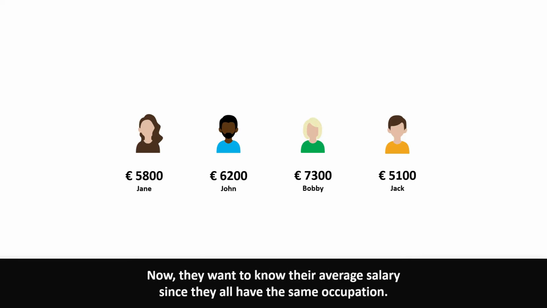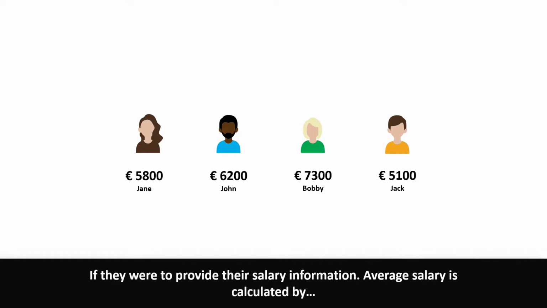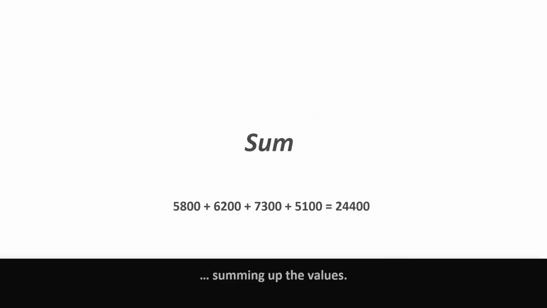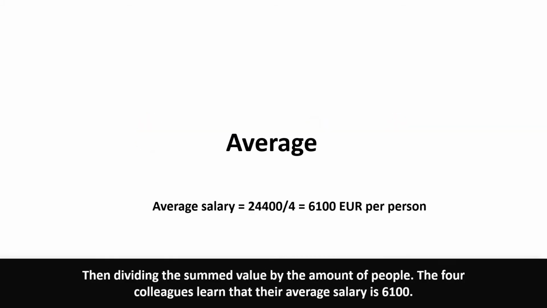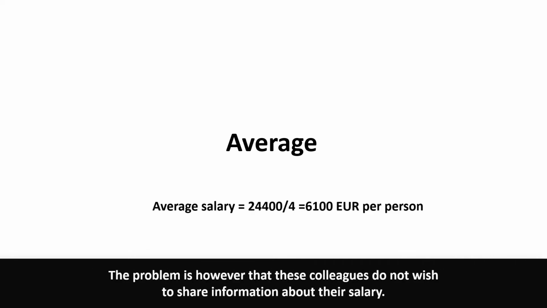Now, they want to know their average salary, since they all have the same occupation. If they were to provide their salary information, the average salary is calculated by summing up the values, then dividing the summed value by the number of people. The 4 colleagues learned that their average salary is 6,100. The problem is, however, that these colleagues do not wish to share information about their salary.